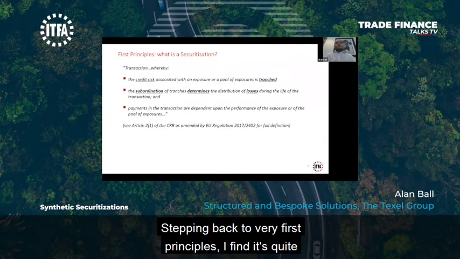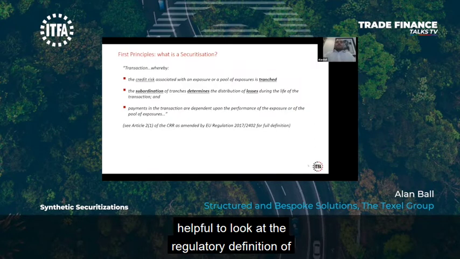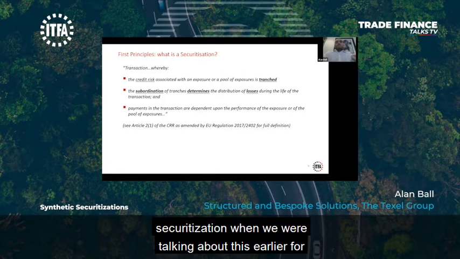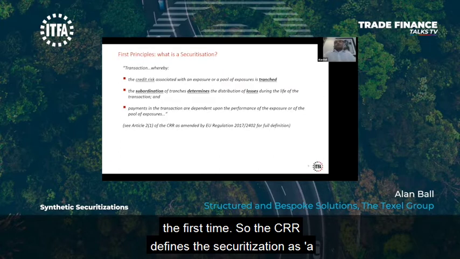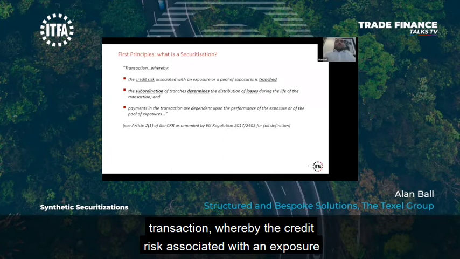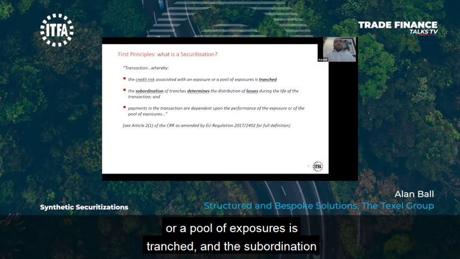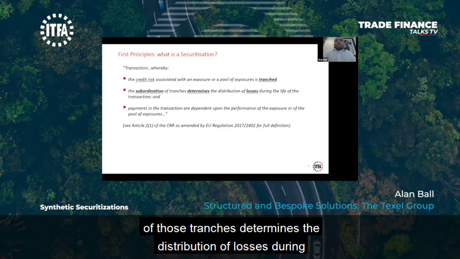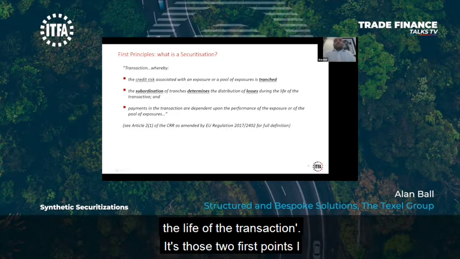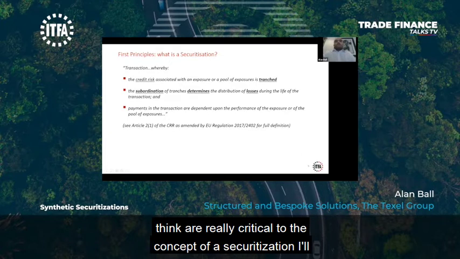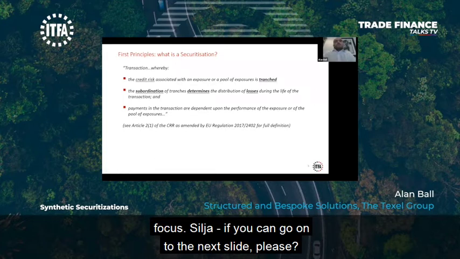So stepping back to very first principles, I find it quite helpful to look at the regulatory definition of securitization when we're talking about this area for the first time. The CRR defines a securitization as a transaction whereby the credit risk associated with an exposure or a pool of exposures is tranched, and the subordination of those tranches determines the distribution of losses during the life of the transaction. And it's those two first points that I think are really critical to the concept of a securitization that I'll focus on. Cecilia, if you go on to the next slide, please.